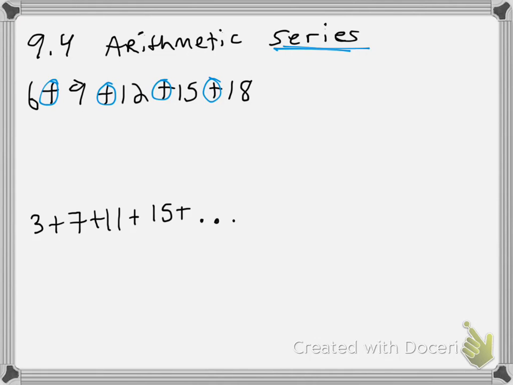Because a sequence is just an ordered list of numbers, whereas a series is defined as the indicated sum of the terms in a sequence. So if I had the sequence 6, 9, 12, 15, 18, and I added all those numbers together, so took the sum of all of the terms in that sequence, that would represent a series.